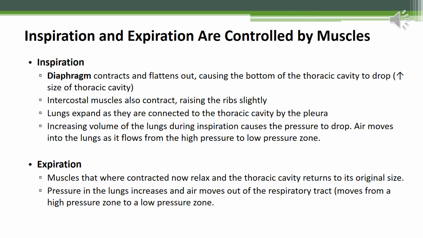Then in expiration, the same muscles that were contracted relax and the thoracic cavity returns to its original size. This causes the pressure in the lungs to increase, which leads to the air moving out of the respiratory tract as it moves from a high pressure zone to a low pressure zone in the surrounding air.